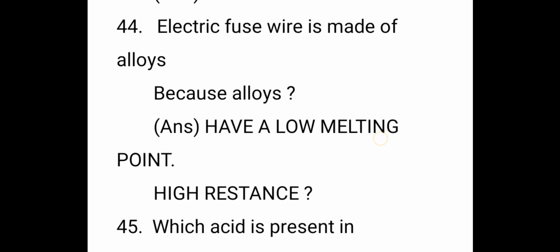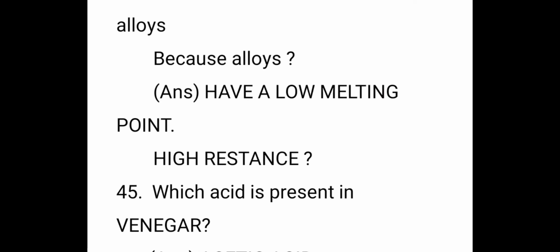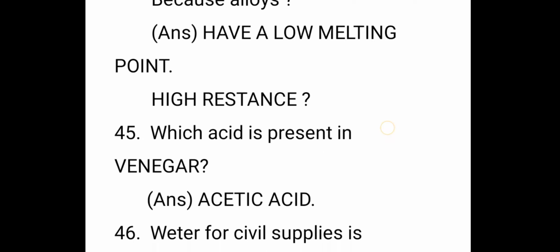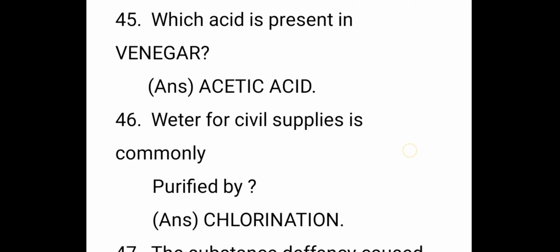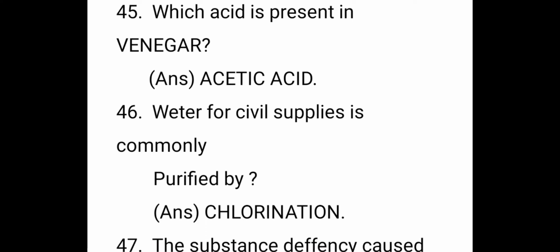According to Newton's first law, the law of inertia, another name is the law of Galileo. Electrical fuse wire is made up of lead because it has a low melting point and high resistance. Which acid is present in vinegar? That is acetic acid.